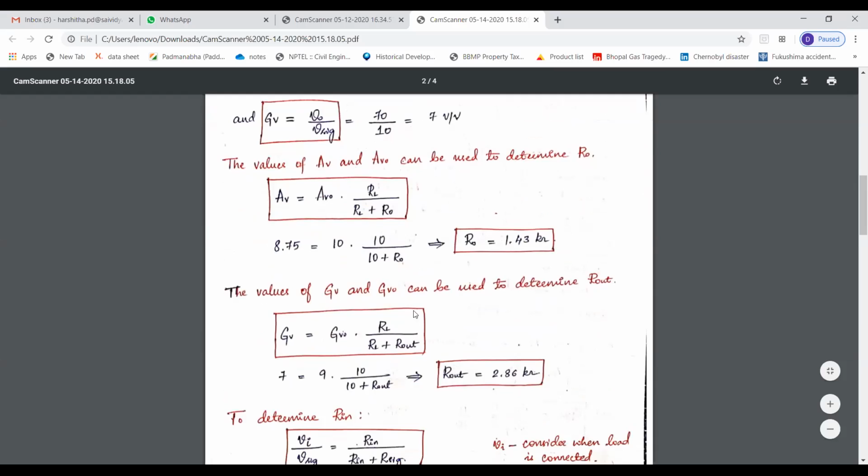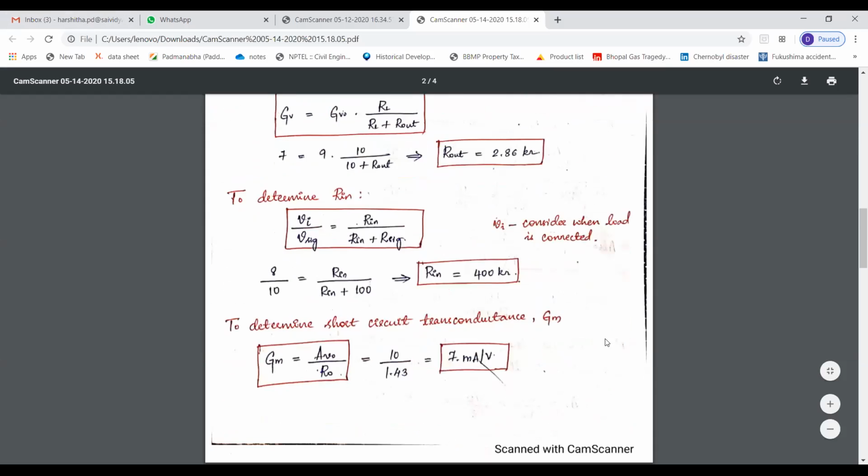And now we have found out the value of Gv and Gv0 previously. So now we know that Gv is equal to Gv0 into RL by RL plus Rout. Now I'll substitute Gv, Gv0 and RL, and the only unknown remaining in this equation is Rout, and this can be simplified, and Rout is found to be 2.86 kilo ohm. And next we need to find out Rin. So by applying the voltage divider rule, we will get Vi is equal to Rin into Vsig by Rin plus Rsig. See here, I'll show you.